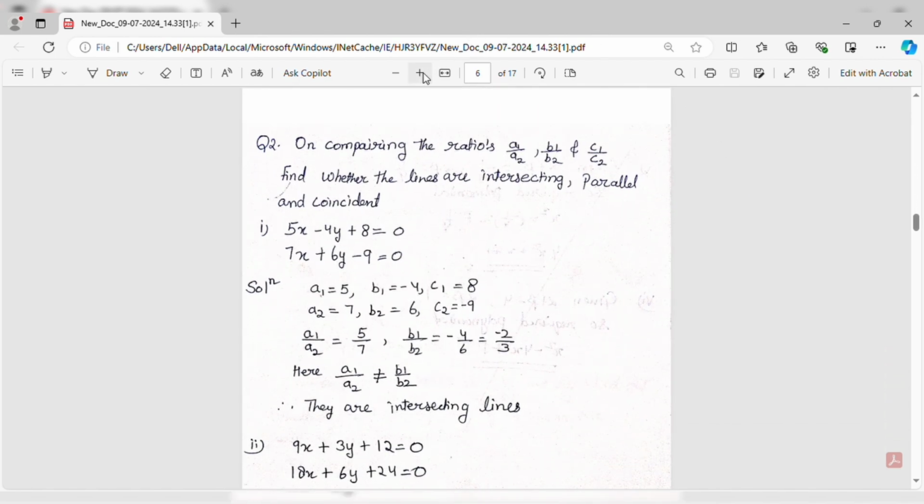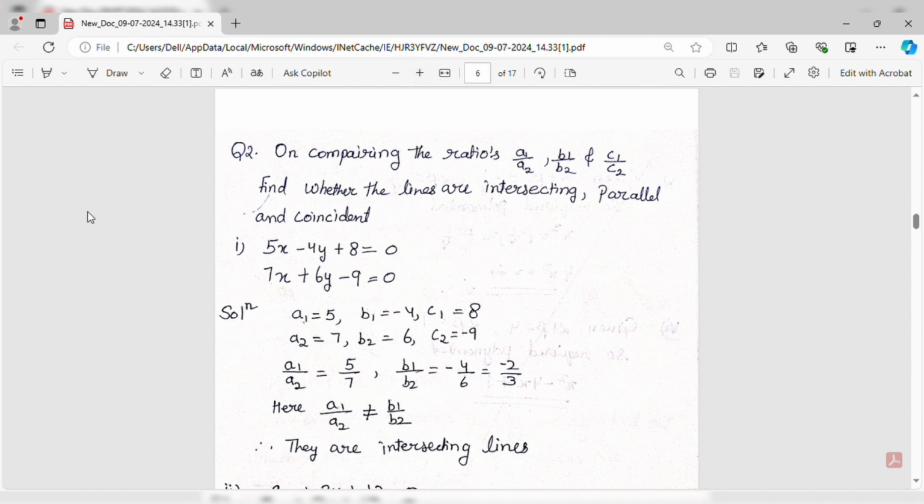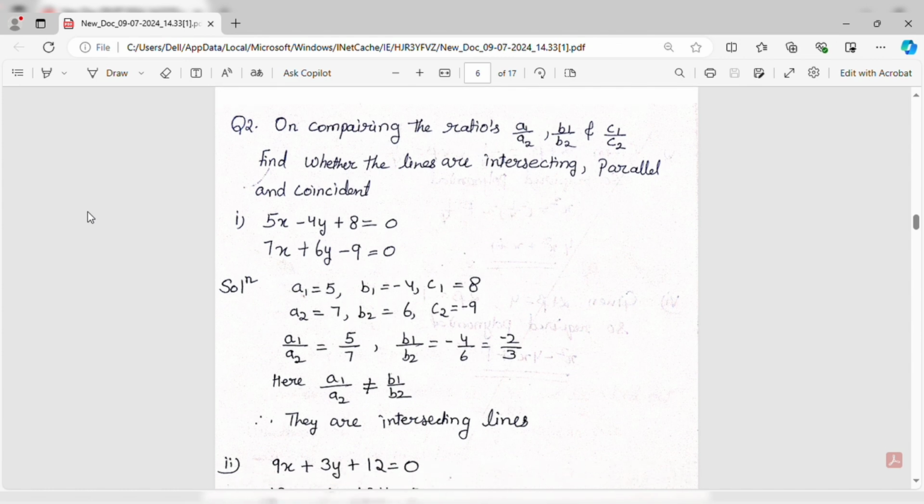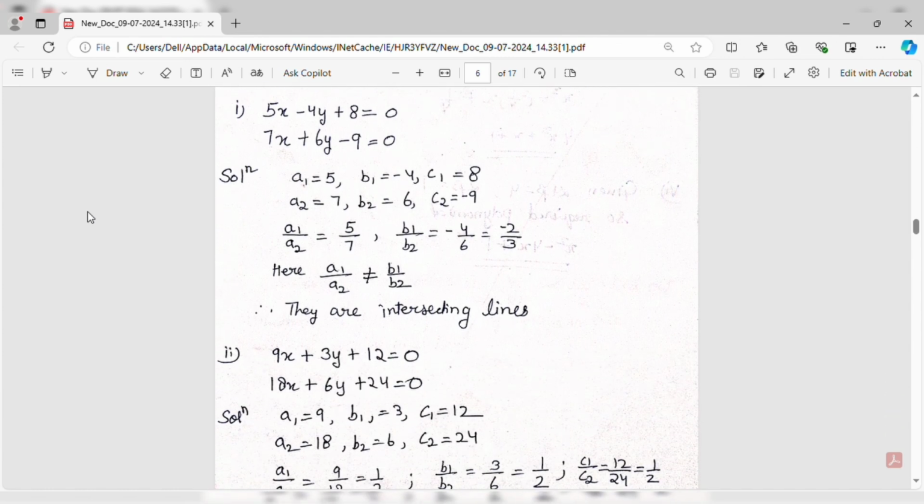Second question is on comparing the ratios A1 upon A2, B1 upon B2, C1 upon C2. We have to find whether the lines are intersecting, parallel or coincident. So we will take the ratios of the lines given. In the first part, A1 upon A2 is 5 upon 7, B1 upon B2 is minus 4 upon 6 which will be minus 2 by 3, and we can see both are not equal. So we can conclude that these lines are intersecting.